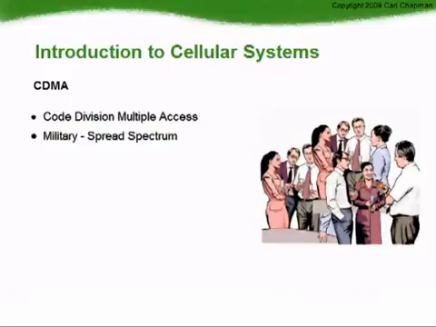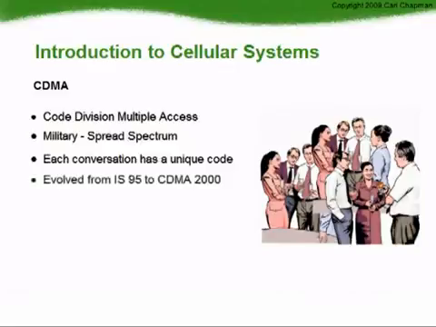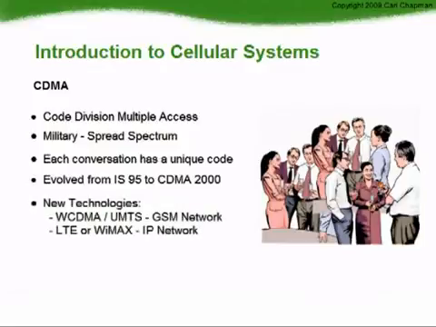With CDMA, individual conversations are digitized and then encoded. Each telephone or data call is assigned a unique code, and as long as the receiving device has the correct code, it can pick its conversation out from the crowd. Many CDMA systems have evolved from the original IS-95 to CDMA 2000.